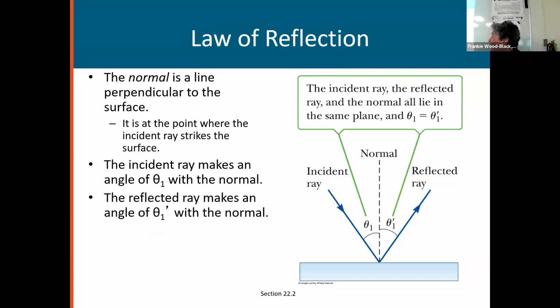So here's our law of reflection. It's very straightforward. We're going to have our normal, incident ray. So here's my incident ray coming in, and there it's bouncing out, and those angles are equal to each other.